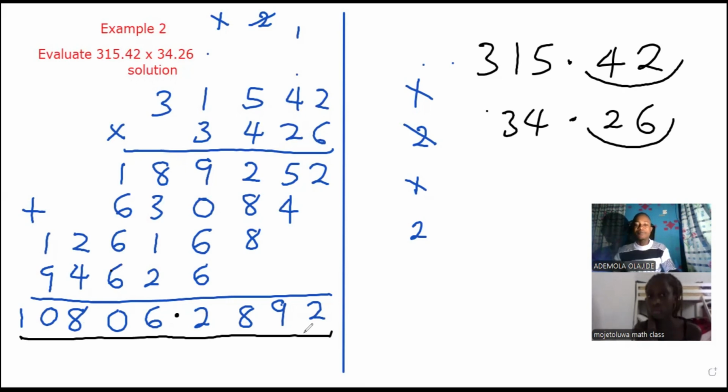Exactly. Yes. So we have revised this. We also try to briefly revise the aspect of directed numbers.